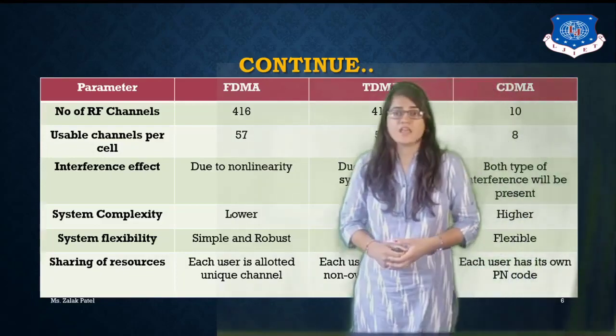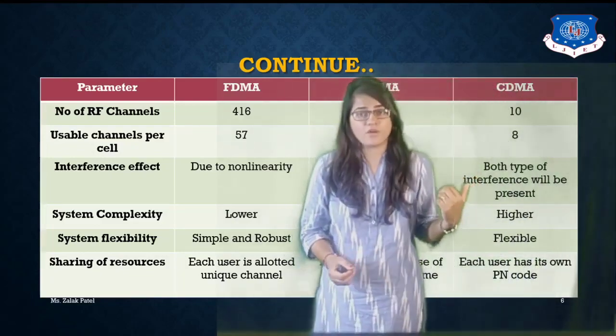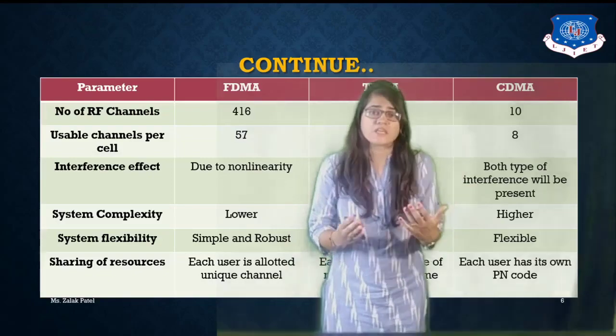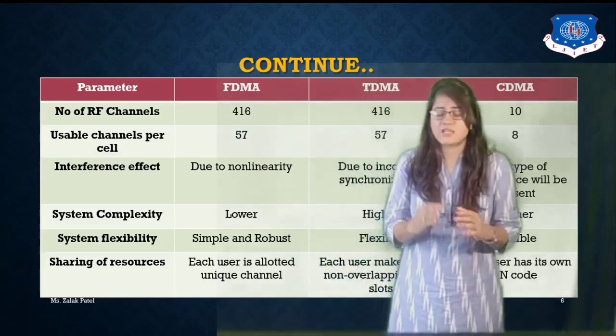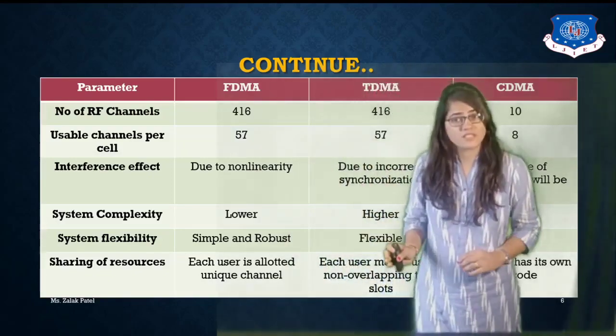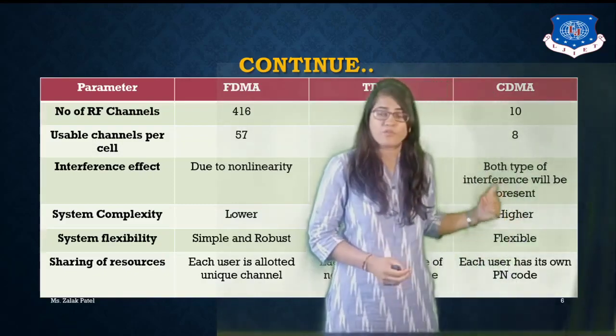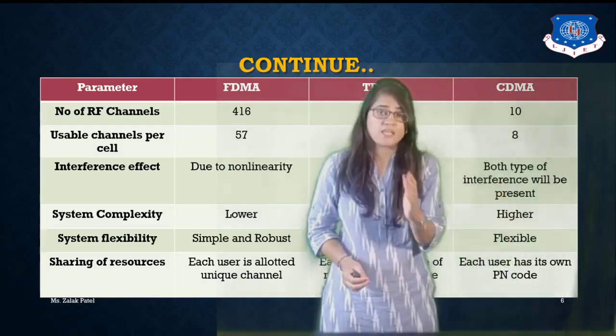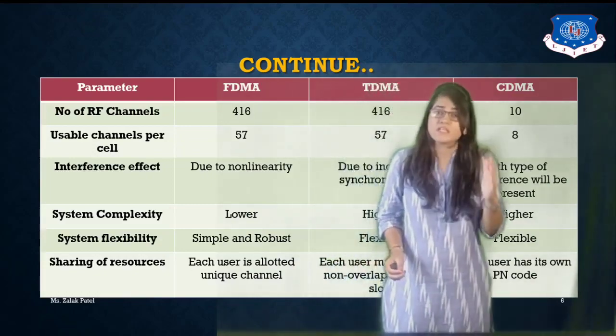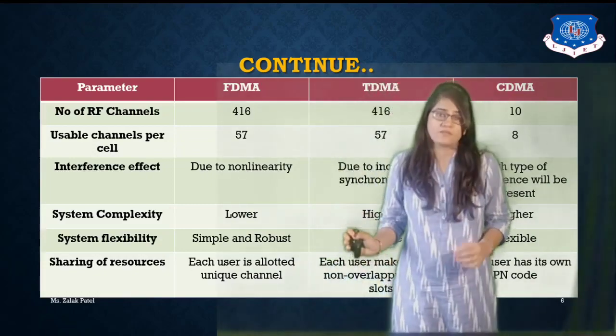In case of CDMA, both types of interference will be present, because in CDMA the narrow band signal is multiplied with the large band signal. That's why we write that both types of interference, due to non-linearity as well as due to incorrect synchronization, will be present.